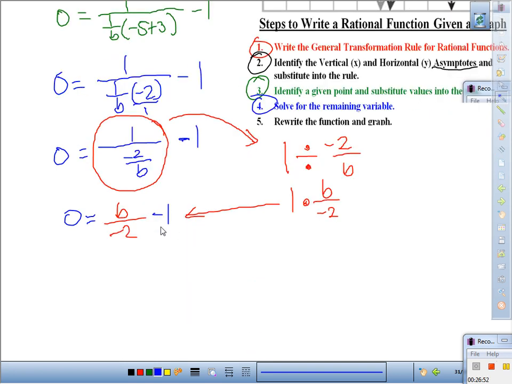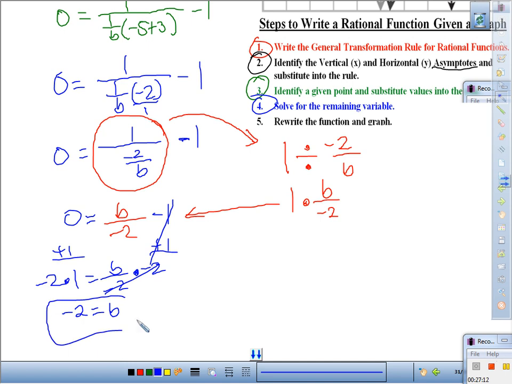Continue solving for b. Plus 1 plus 1. 1 equals b over negative 2. How do we get rid of that negative 2 that's dividing? Multiply times negative 2 both sides. We're left with negative 2 equals b.